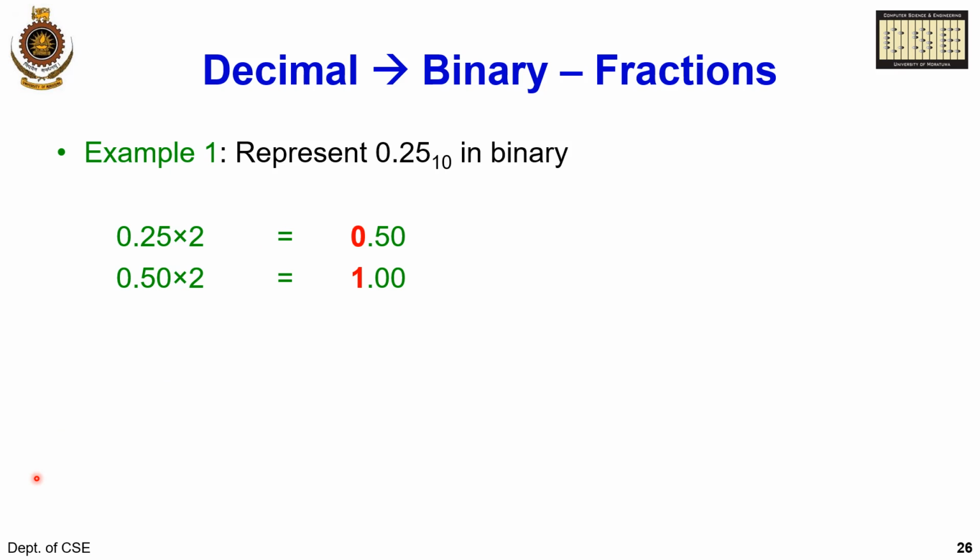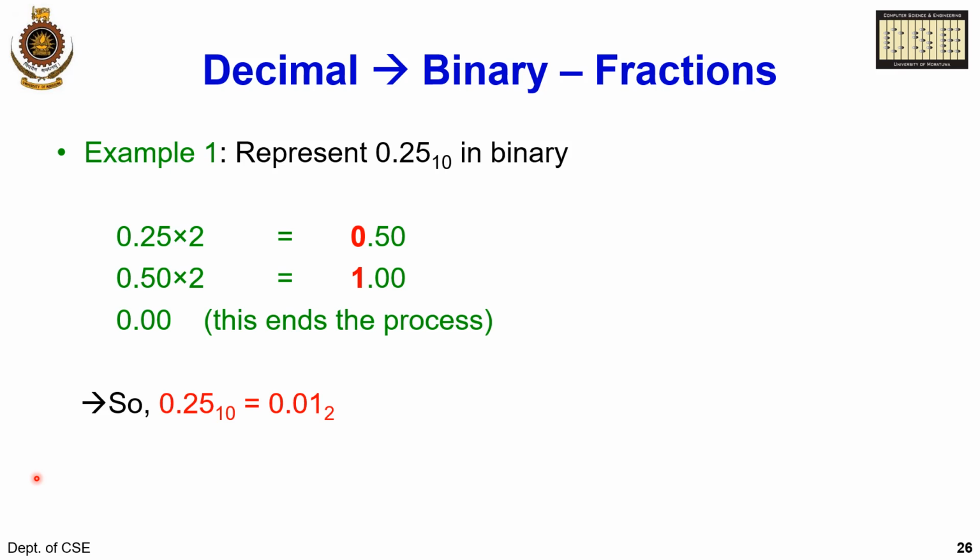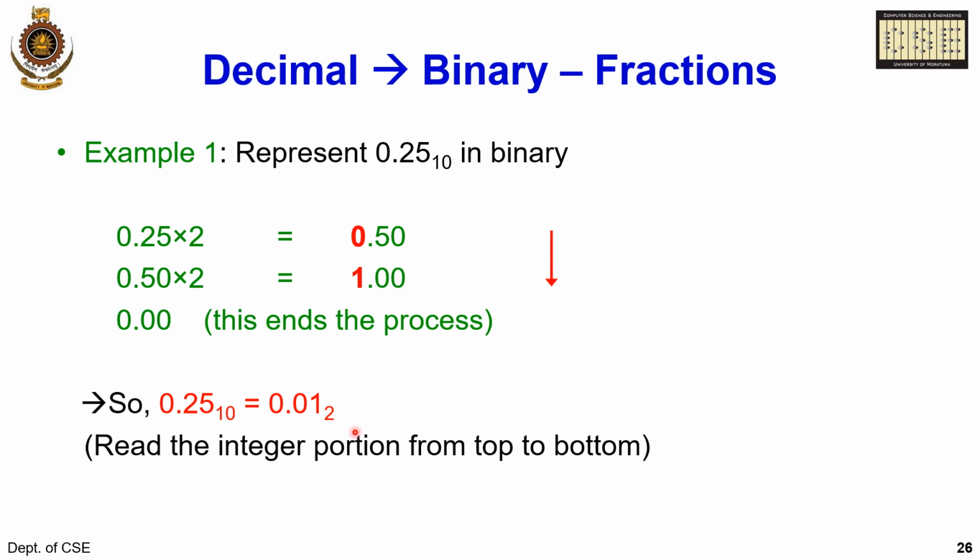Now we already have the result. What we do at this point is the opposite of what we did. So previously we wrote the number from bottom to top, right? But now we write it from top to bottom. So we have 0, 1. So 0.25 in decimal is equal to 0.01 in binary.